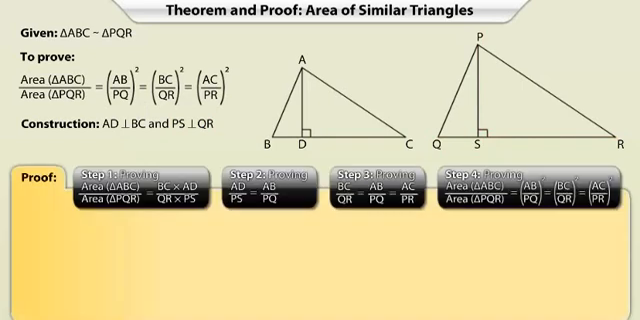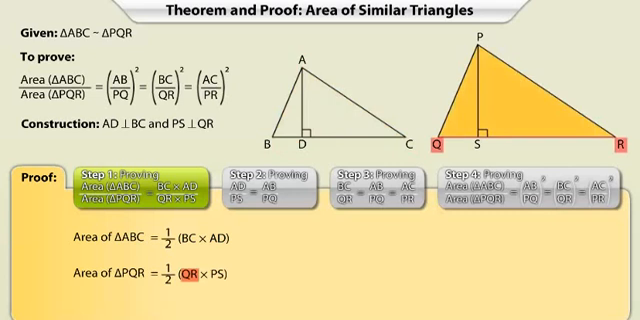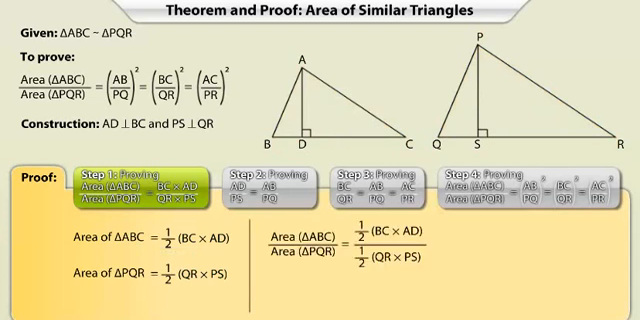Now, let's prove the theorem in 4 steps. Here's the first step. We know that the area of a triangle is half the product of its base and height. So, the area of triangle ABC is equal to half BC into AD. And the area of triangle PQR is equal to half QR into PS. Working out the ratio of the area of the two triangles, we arrive at this equation. Let's call this equation 1.